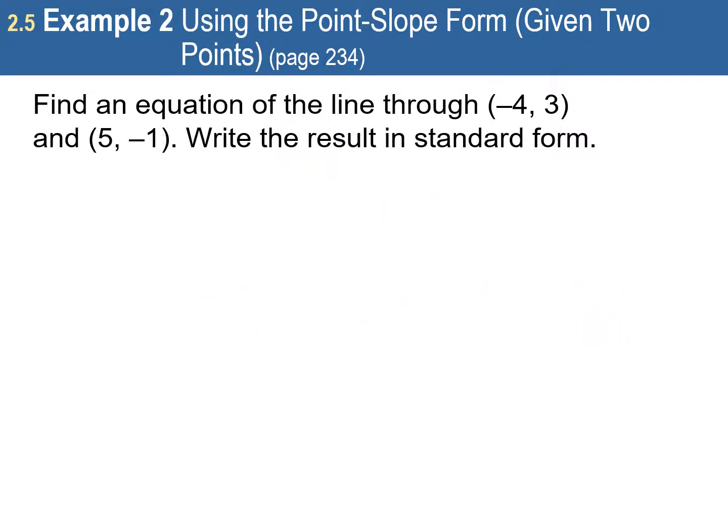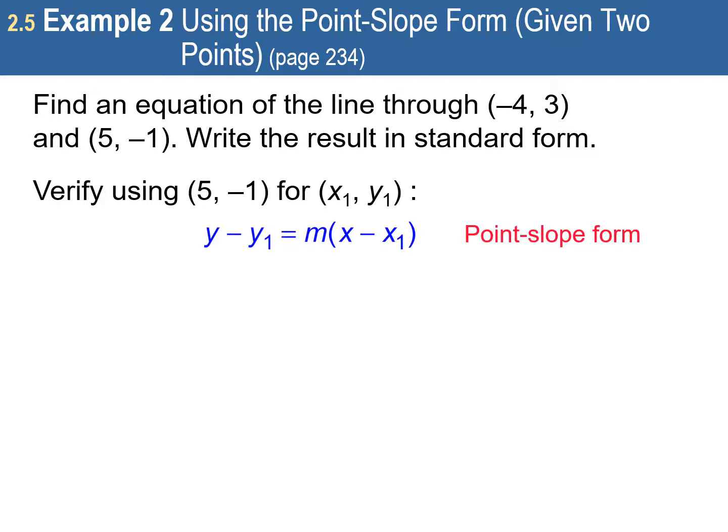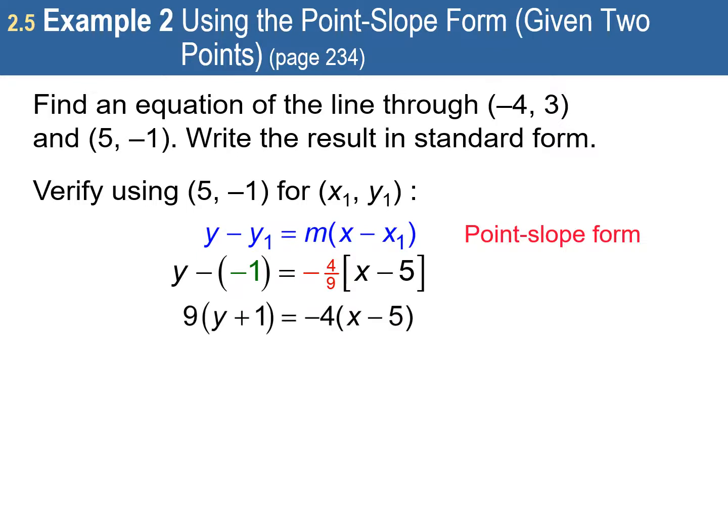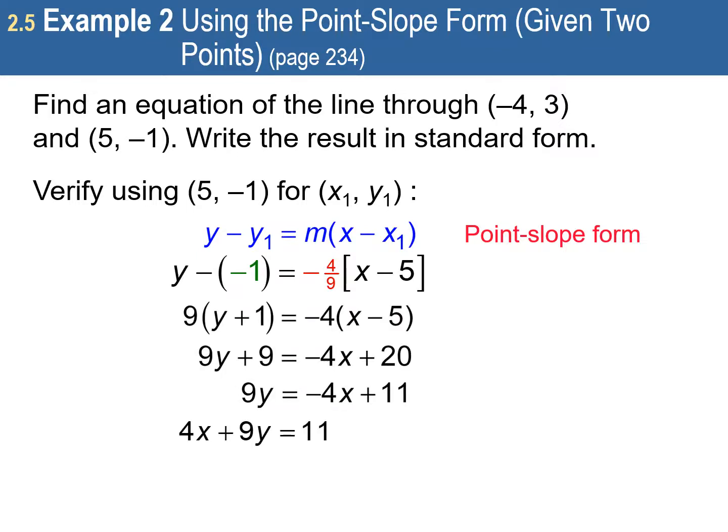Now, suppose I want to verify my results using the other point. So I go back to my point slope formula, and I substitute in 5, -1. I clear my fractions, and lo and behold, I get the same answer.